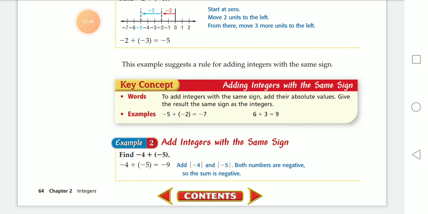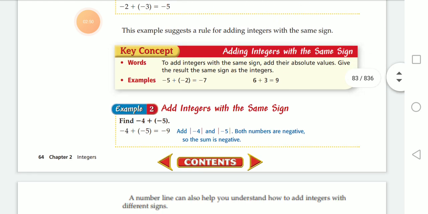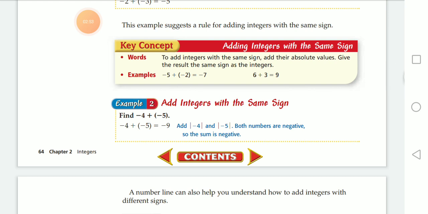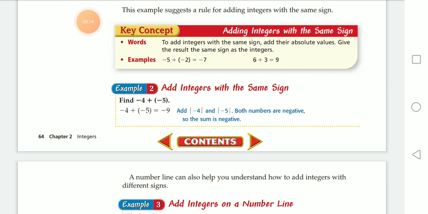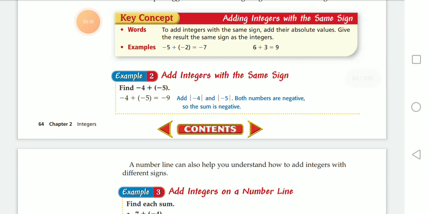This example suggests a rule for adding integers with the same sign. Words: to add integers with the same sign, add their absolute values. Remember the absolute values? Yes, the number without negative or positive. To add integers with the same sign, add their absolute values and give the result the same sign as the integers. For example, -5 plus -2: we add 5 plus 2, which gives you 7, and the sign is the sign of the addends, which is negative, so -7.